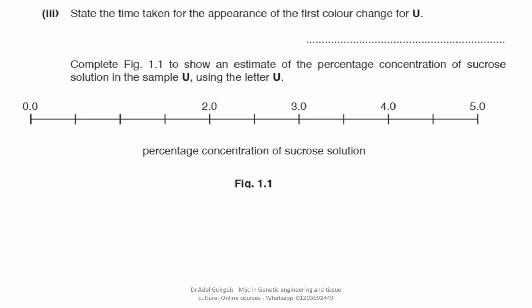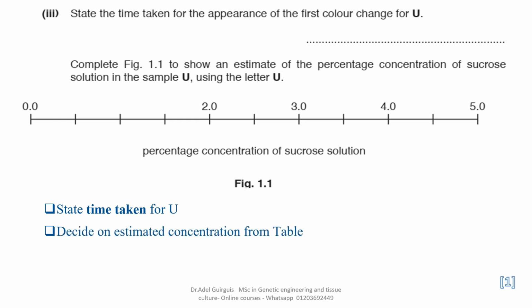Part III states the time taken for the appearance of the first color change for U. Complete figure 1.1 to show an estimate of the percentage concentration of sucrose solution in the sample U, using the letter U. Here is the scale from 0 to 5%. This is the percentage concentration of sucrose solution, where U is written on this scale. Here we state the time taken for U, 38 seconds for example. Decide on the estimated concentration from the table.